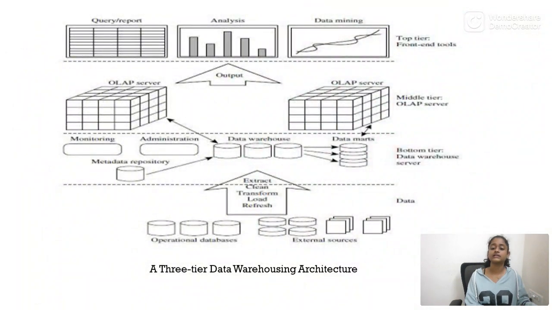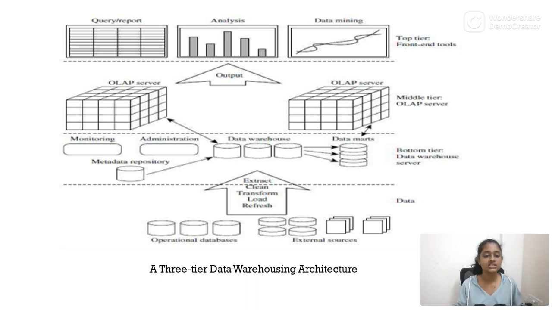So this is the diagrammatical representation of the three-tier data warehousing architecture. As you can see, the different sources of data here are the operational databases and the external sources. From here, the data is being extracted, cleaned, transformed, loaded, and refreshed. So what are these steps?